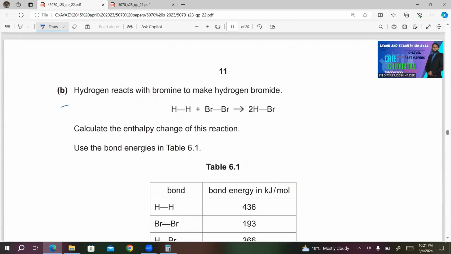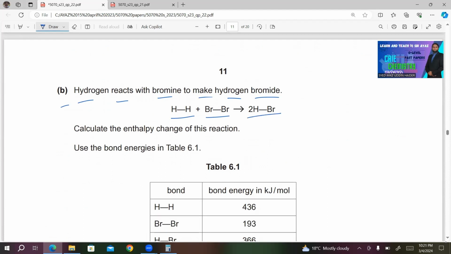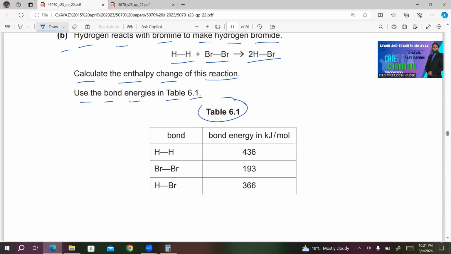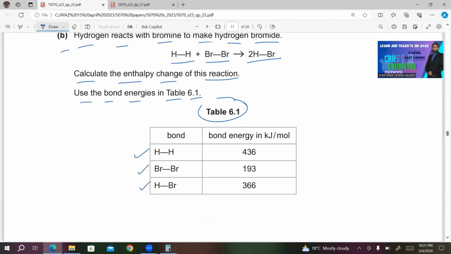Part B, hydrogen reacts with bromine to make hydrogen bromide. H-H plus Br-Br gives 2H-Br. Calculate the enthalpy change of this reaction. Use the bond energies in table 6.1. This is table 6.1. We have H-H and we have Br-Br. We have H-Br, and bond energy in kilojoule per mole is given for all these three.